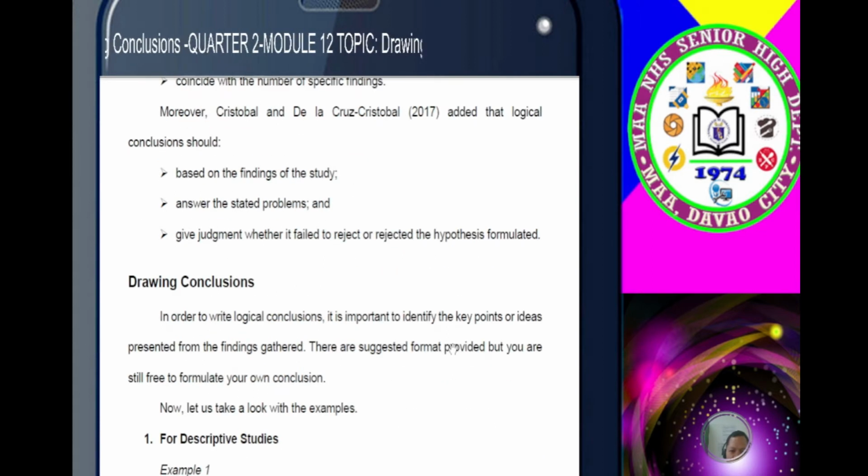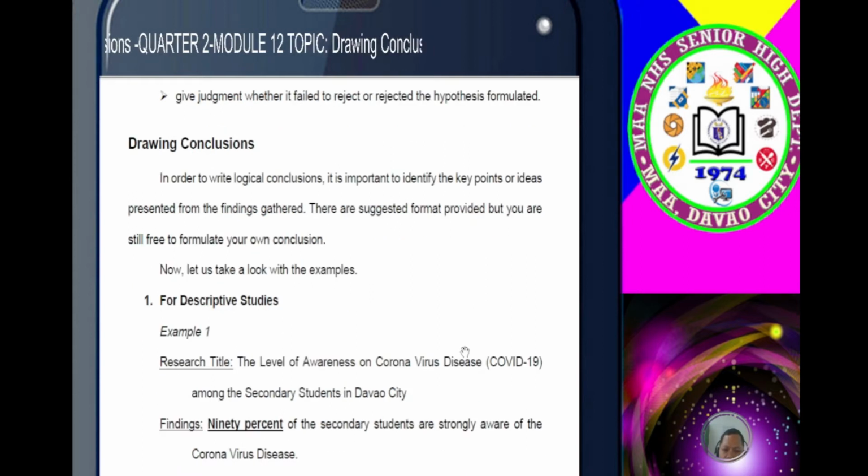Let's have this. Drawing conclusions. In order to write logical conclusions, it's important to identify the key points or ideas presented from the findings gathered. This is a suggested format, but you are still free to formulate your own conclusion. So here are examples.